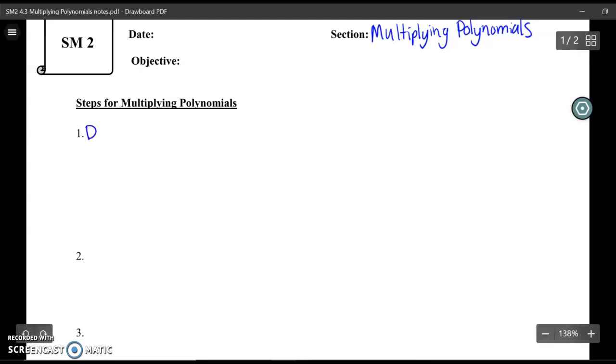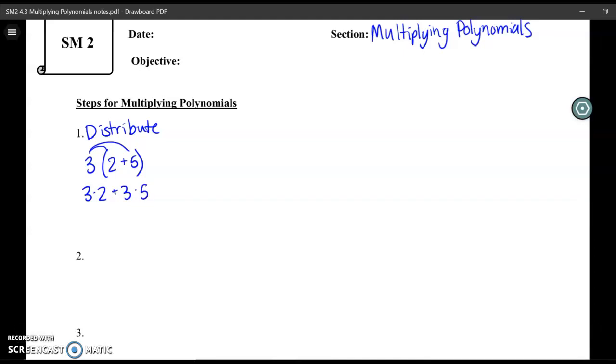So the first step to do is to distribute. You've probably heard this word before in your math classes in the past. We see distributing a lot in math. The first time you probably saw distributing was when you were just adding numbers together, and you would see something like this, right? If you have 3 times 2 plus 5, you could distribute the 3 inside and make it 3 times 2 plus 3 times 5. Okay, we can do the same thing with polynomials.